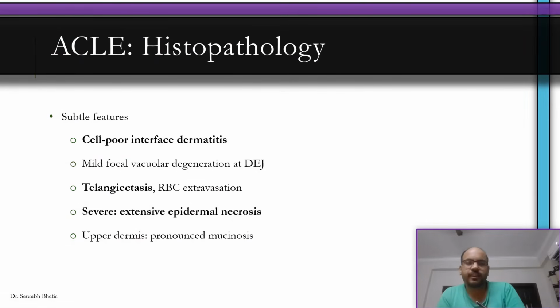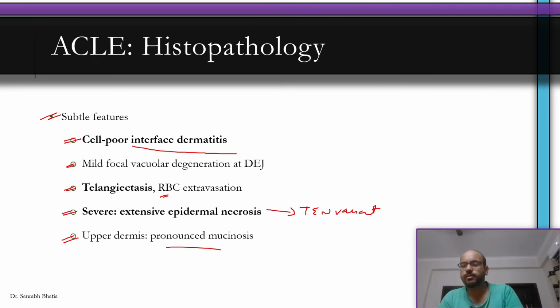Let's discuss what the biopsy findings of ACLE are. The ACLE biopsy shows only subtle features and is characterized by cell-poor interface dermatitis. So it is interface dermatitis, but the level of infiltration is little. It shows mild focal vacuolar degeneration at the dermoepidermal junction. Telangiectasias in the form of dilated capillaries and RBC extravasation are seen. In severe ACLE cases, you can have extensive epidermal necrosis, which we usually see in the TEN variant of ACLE. Okay. The upper dermis can show pronounced mucinosis because of being more at the sun-exposed areas.